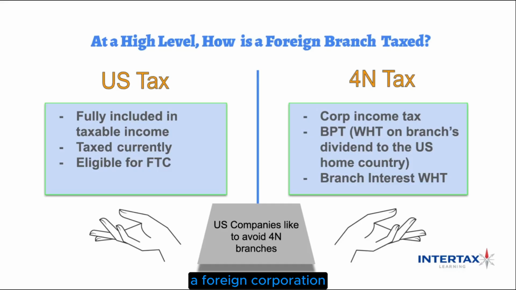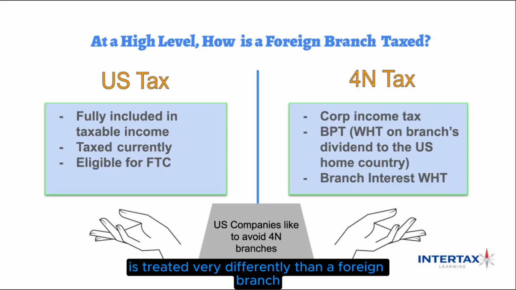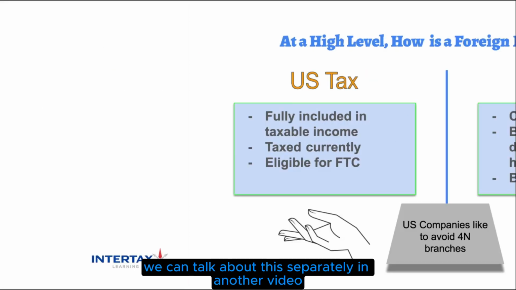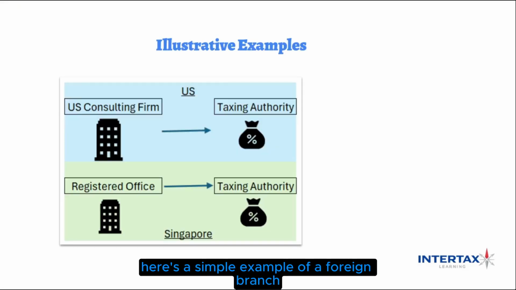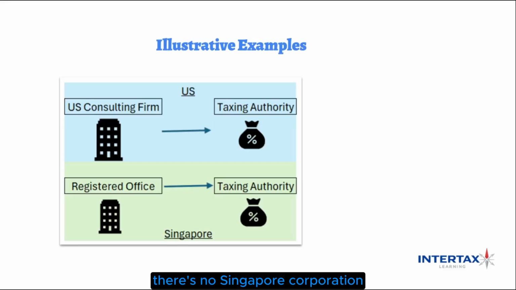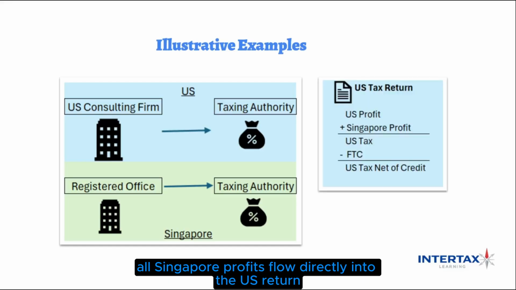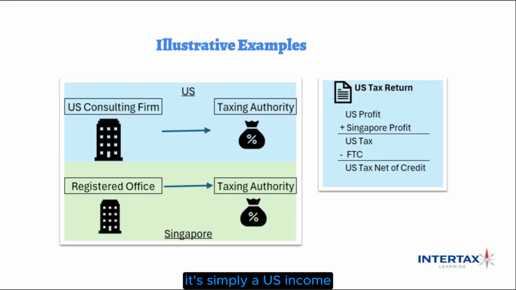A foreign corporation is treated very differently than a foreign branch. We can talk about this separately in another video. Here's a simple example of a foreign branch. A U.S. consulting firm opens an office in Singapore. There's no Singapore corporation. It's just a registered office. Employees work here. Local taxes are paid. For U.S. tax purposes, all Singapore profits flow directly into the U.S. return. Foreign tax could reduce the U.S. tax liability. It's simply U.S. income with foreign tax credit attached.